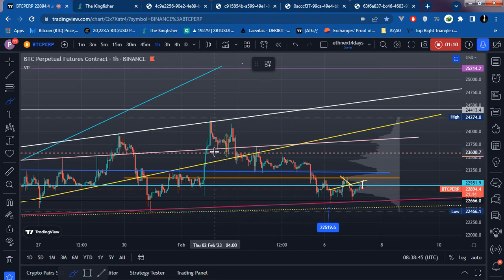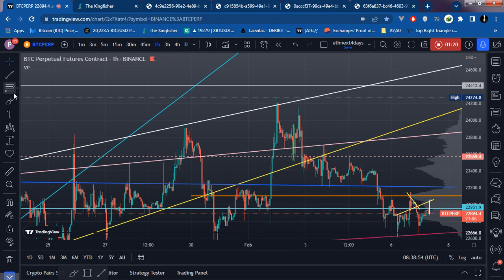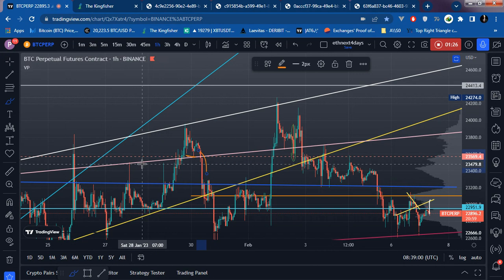Now, this retest of this pink line is very valid because we did it before too. As you can see here, we retested it again, failed, came back down, and here was the first touch that we did. We couldn't even go above this pink line.